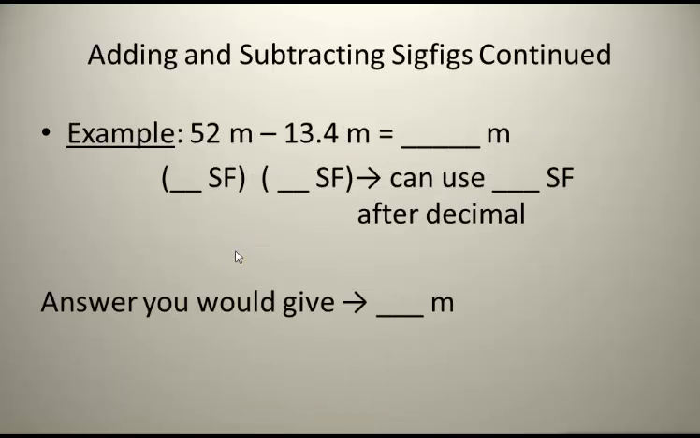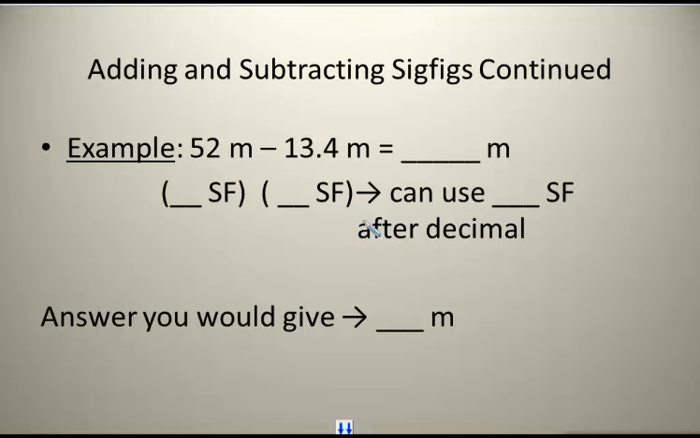Okay? Here's another problem. What if you're subtracting? It's the same rule. Adding and subtracting is always past the decimal that you're looking. Well, we don't have anything past the decimal here. There's nothing past the decimal. Here, there's one significant figure past the decimal. So out of the two, I can only use the least amount, so I can't use any past the decimal.